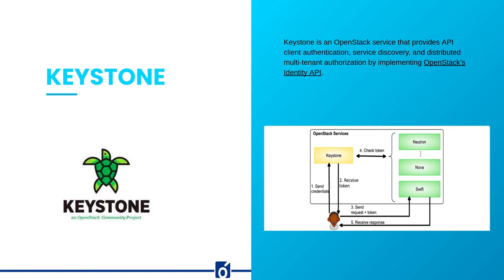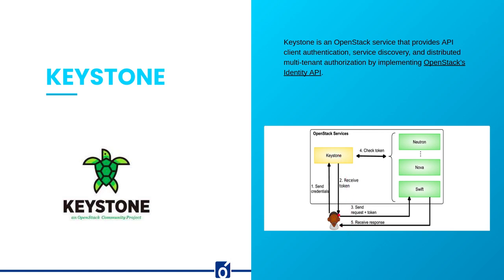Then we have Keystone. Basically, Keystone is an OpenStack service that provides API client authentication, service discovery, and distributed multi-tenant authorization by implementing the OpenStack Identity API. With the help of Keystone, you can create RBAC access control. For example, you can see the user sends the credentials and Keystone returns a token.